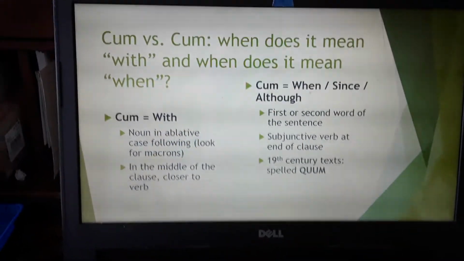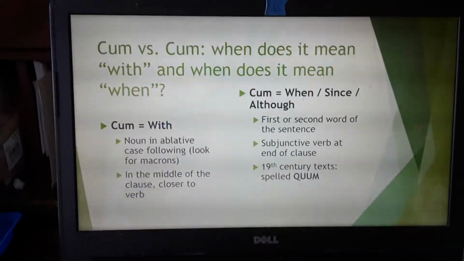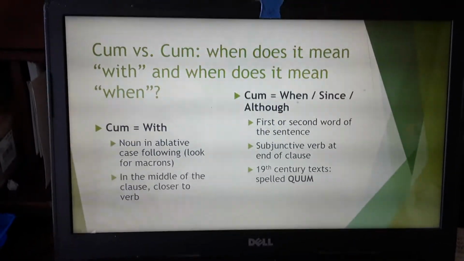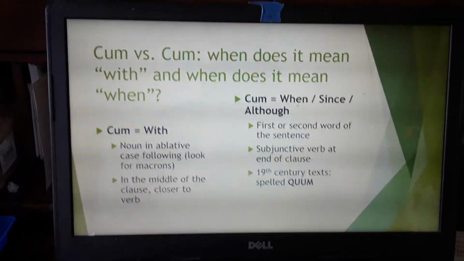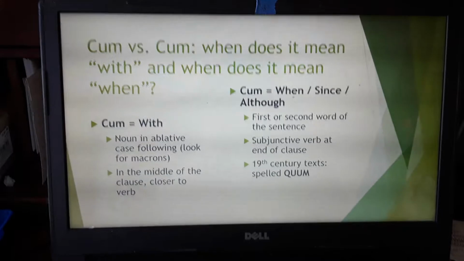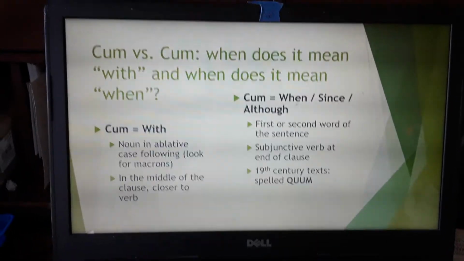The other thing you can look out for is if the very end of that clause is going to be subjunctive. That would be another clue. Fun fact, if we use 19th century text or earlier, it will be spelled quum, but unfortunately in the 20th century, we stopped using it that way.